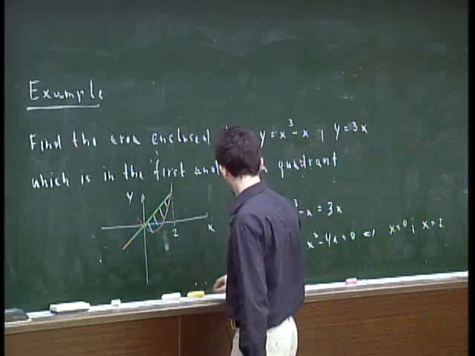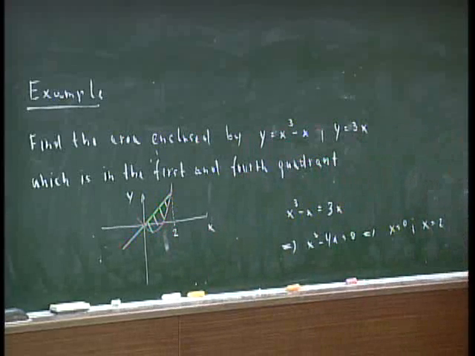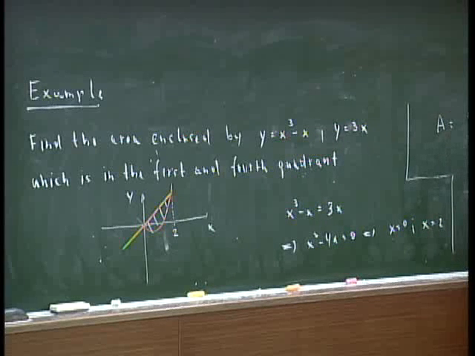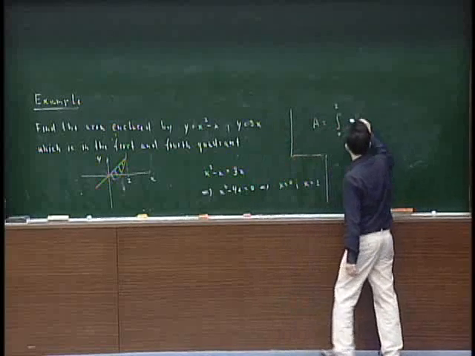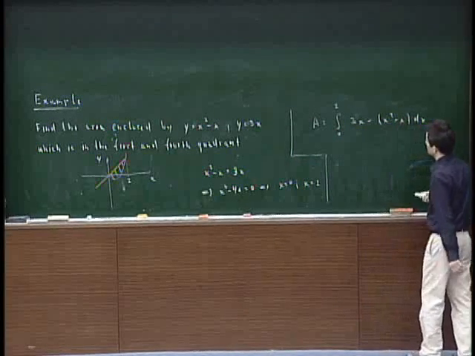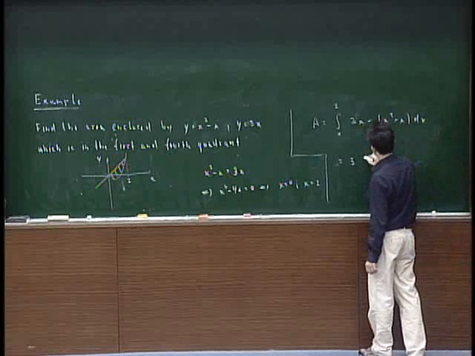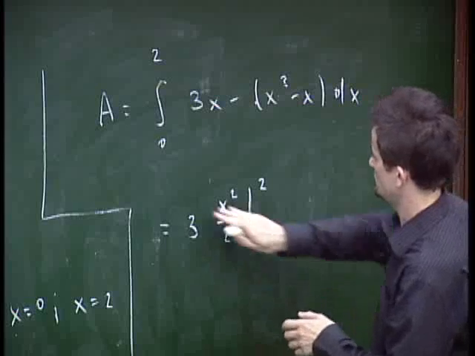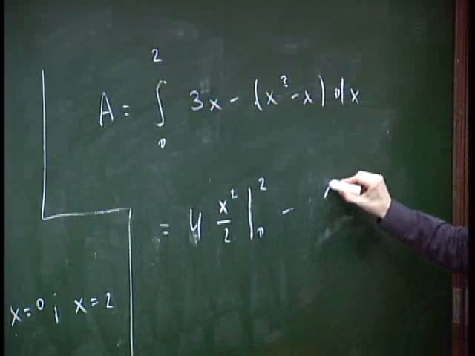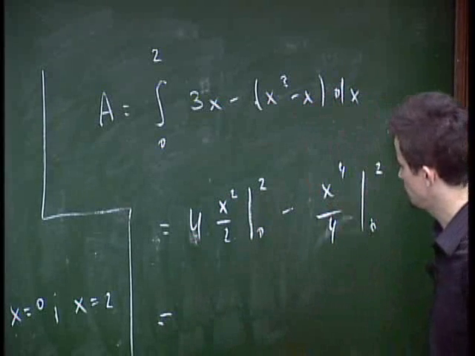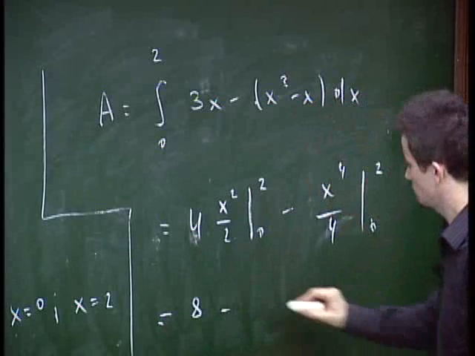But the computation is now easy because you observe that this area is bounded above by a line and below by this function here. So by the definition, just plugging into the definition, we see that the area is equal to the integral from 0 to 2 of the upper function, 3x, minus the lower function, x to the cube minus x, dx. And this is now easy to compute. So what you get is 3x squared over 2 evaluated at 0 and 2, so minus plus 4. So here 4, minus x to the 4 over 4 evaluated at 0 and 2. So you get 4, 2 is 8, minus 16 over 4, 4. So what you get is 4.